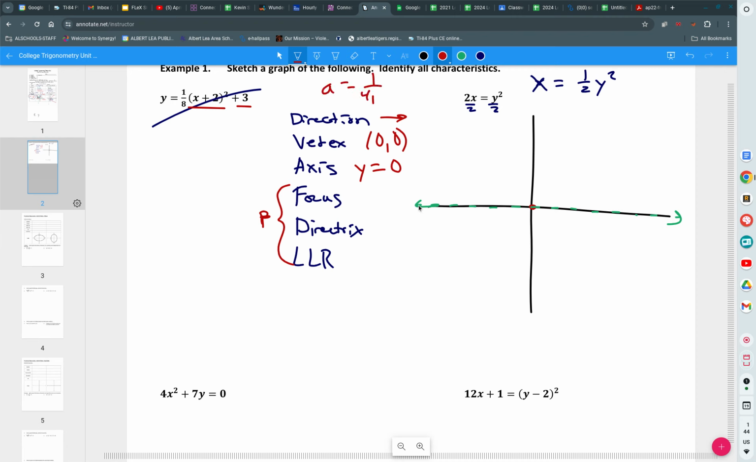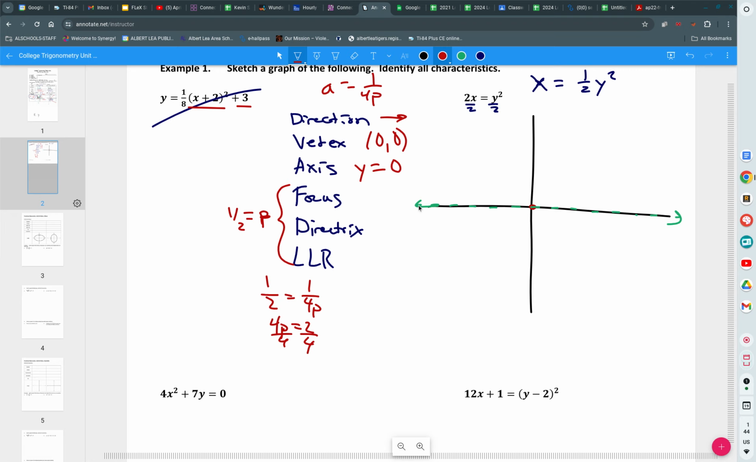Yeah, A is 1 over 4P, and our A value is 1/2. So you have 1 over 2 is equal to 1 over 4P. Now, sometimes people can just look at that and see what P is. If you can't, then you go ahead and cross multiply. 4P is equal to 2. Divide by 4, and P is 1/2. So I use that 1/2 to be able to determine everything else.